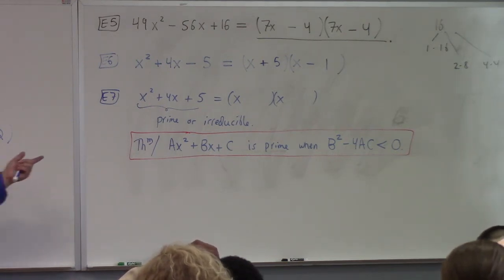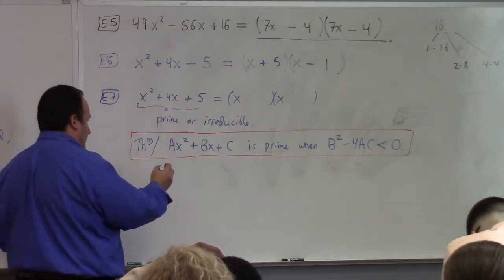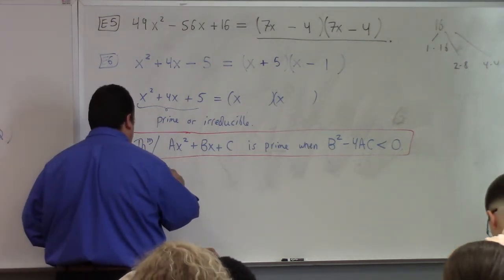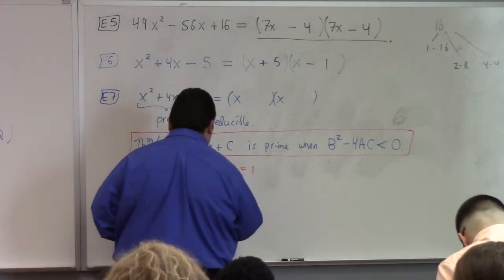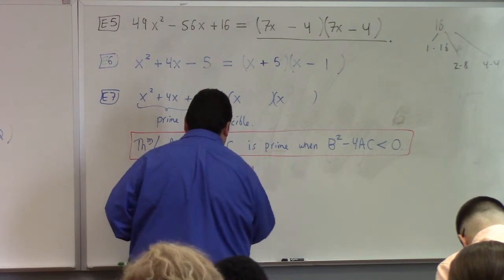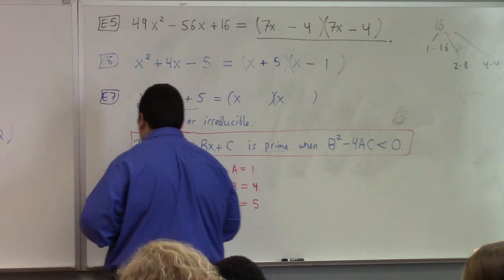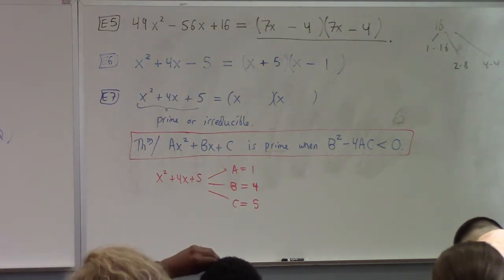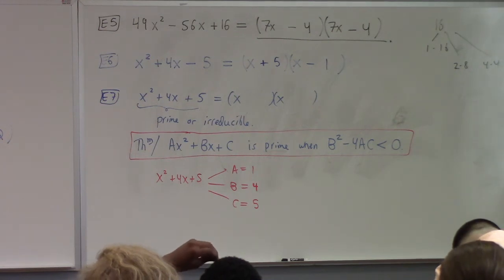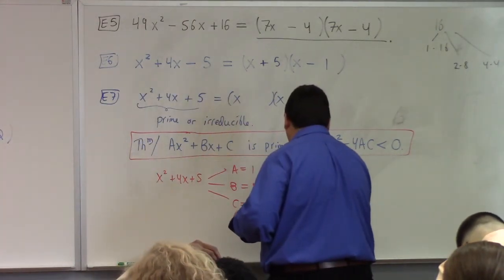Okay, so now let's put this into practice. How does this work on example 7? So if we have x squared plus 4x plus 5, this has a equals 1, b equals 4, c equals 5. These are called the coefficients of the polynomial, right? You remember you use these things for the quadratic formula. We'll get to that eventually, okay? We're not quite there yet. But these are the coefficients. And what happens when we look at b squared minus 4ac for this example?